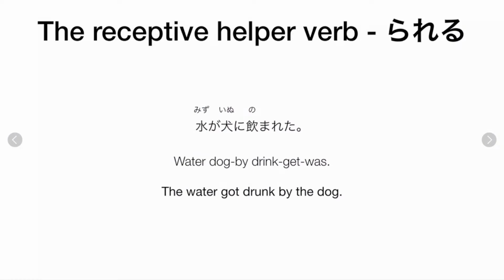So here's a way that you can say that. Mizu ga inu ni nomareta. So nomu was to drink. It's a regular verb. So mu becomes ma, noma, reru, and then reru past tense reta. So nomareta. Okay. So mizu ga, the water, inu ni, by the dog, nomareta. Drink get was. So the water got drunk by the dog.